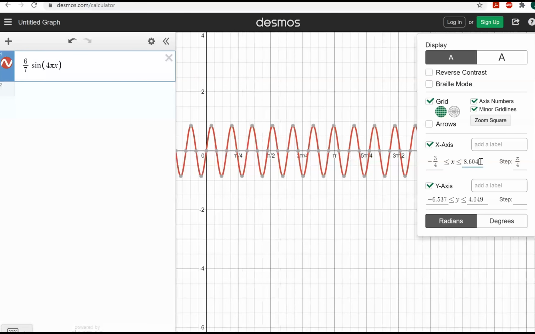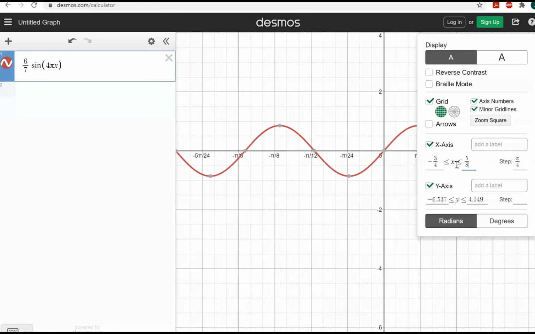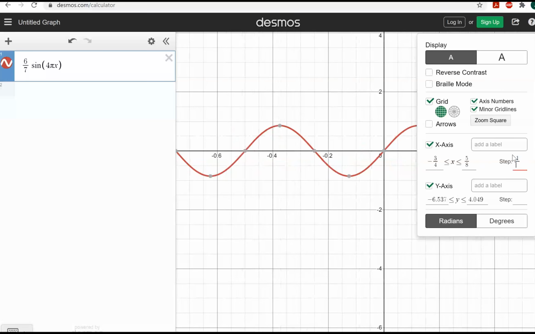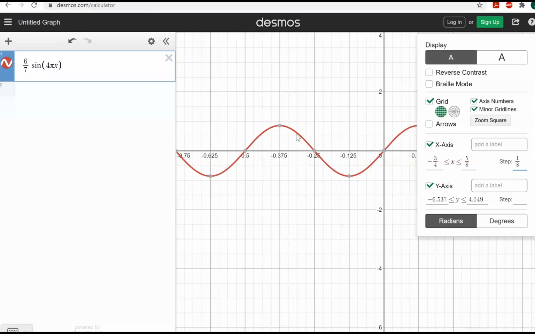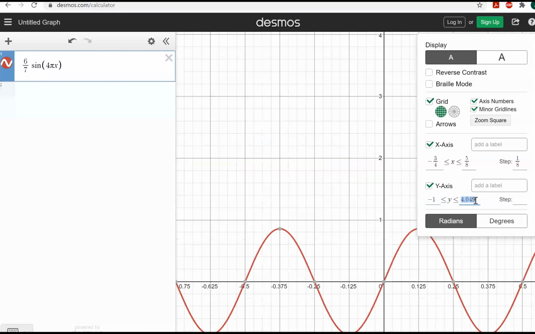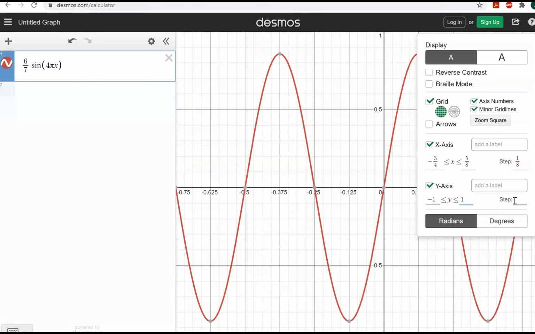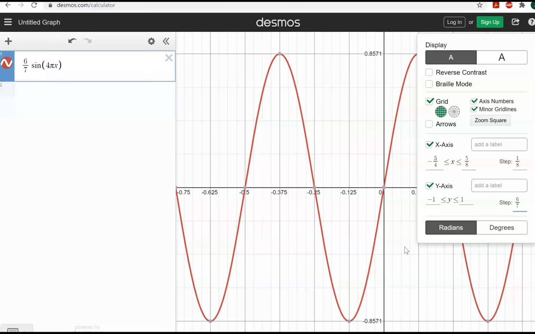-3/4 up to 5/8. And the steps they're using, 1 square is equal to 1/8. So it's going to show in decimals there, but it's basically setting that up. And then I'm just going to adjust the y-axis, what it's going from -6/7. It's going a little beyond that. I'm going to go from -1 to +1, just to see a little outside of it. And then the step they're using is 6/7.